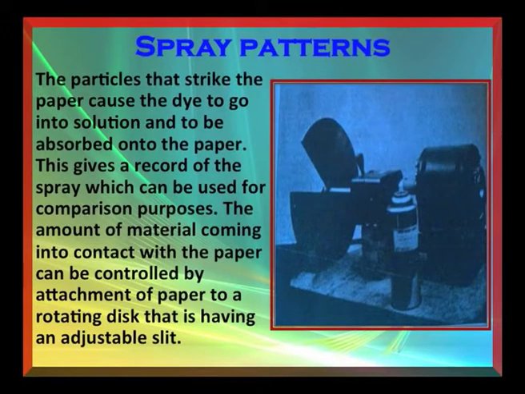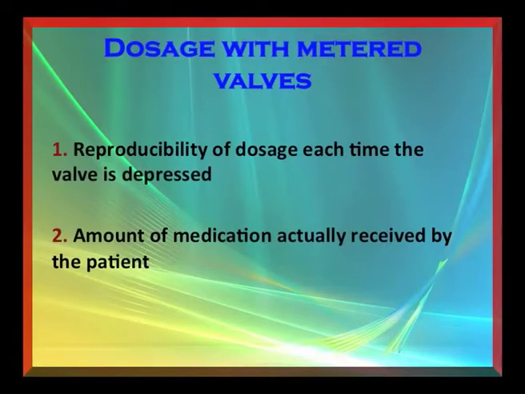The amount of material coming into contact with the paper can be controlled by attachment of the paper to a rotating disc that has an adjustable slit. Another parameter, that is doses with metered valves. This parameter requires consideration of a number of points. First one is reproducibility of doses each time the valve is depressed. Second one is amount of medication actually received by the patient.